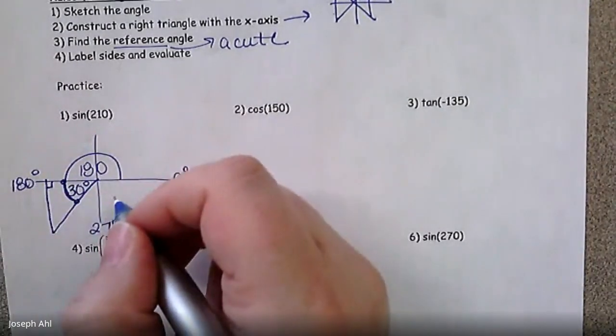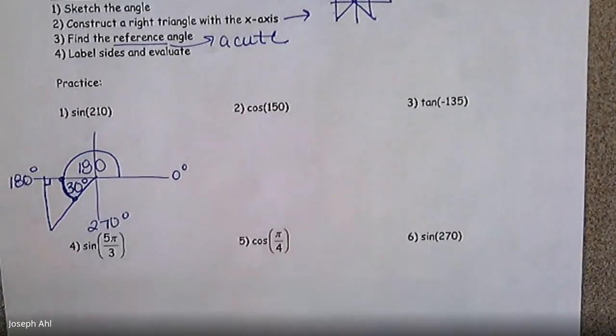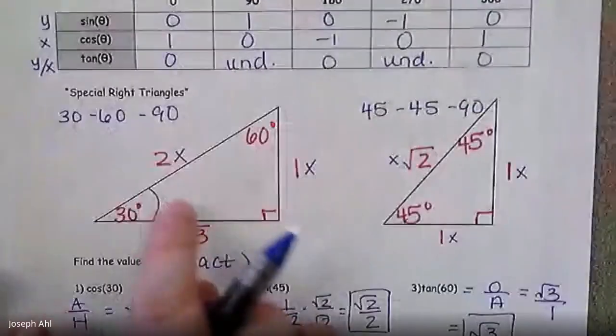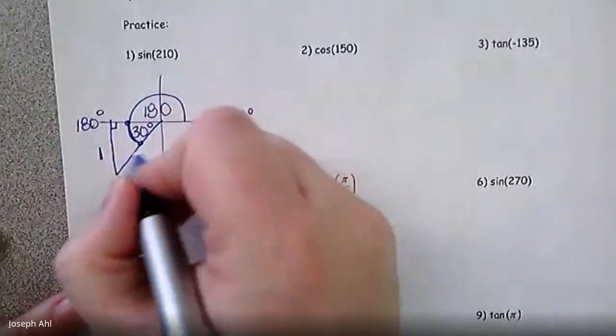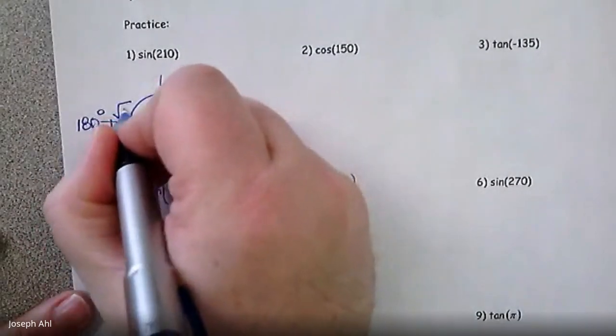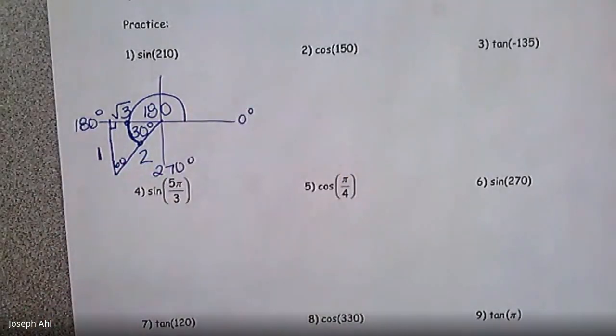Oh wait, 30 sounds familiar. We know a special triangle where one of the angles is 30. We're going to use these side lengths, 30, 60, 90. Okay, so across from 30 is going to be a 1. Across from the 60, which is technically down here, is a radical 3. And the hypotenuse is 2.